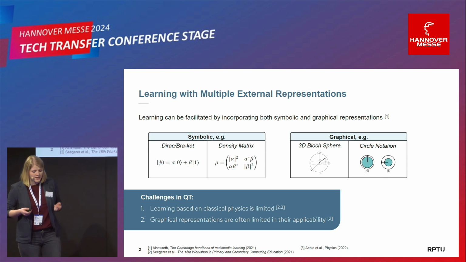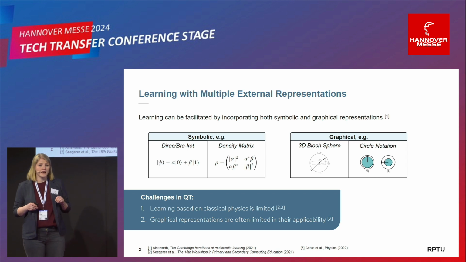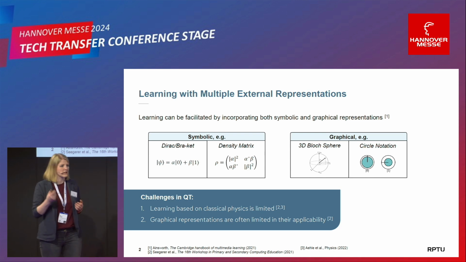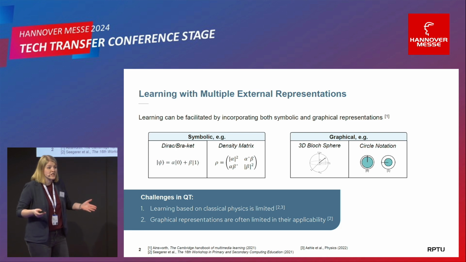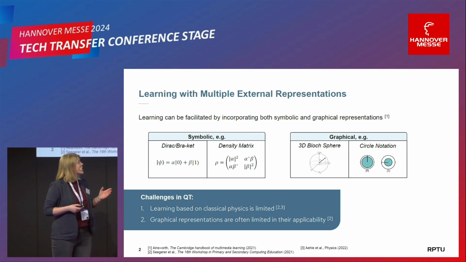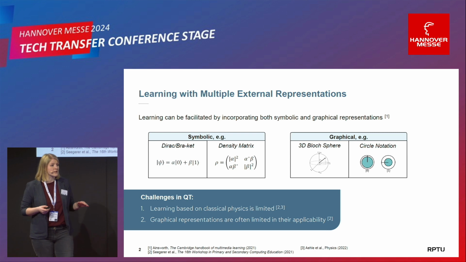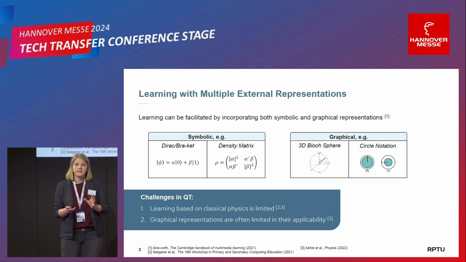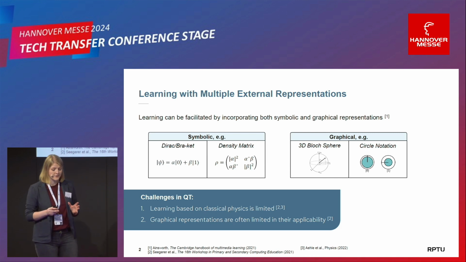Now, when we are in the context of quantum technologies, we have some challenges we have to keep in mind. In contrast to classical contexts, in classical physics for example, learning based on prior knowledge, which is typically classical, is only possible to a limited extent. And in line with this, the graphical representations are also often limited in their applicability. So many graphical representations can only be used to a limited extent and in specific contexts.